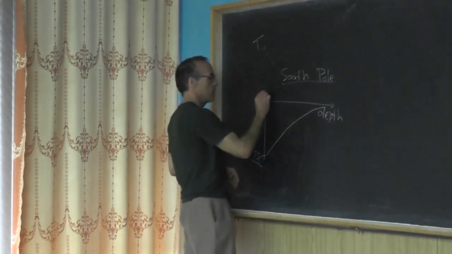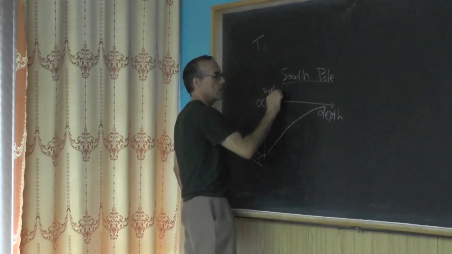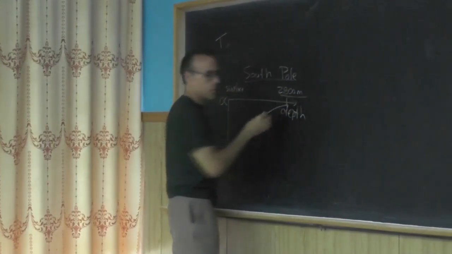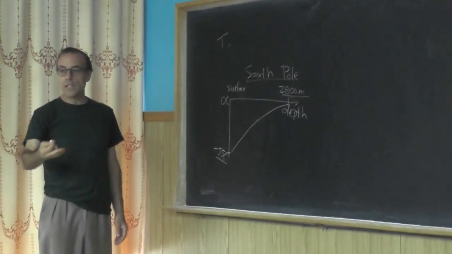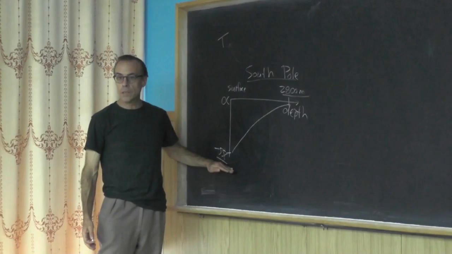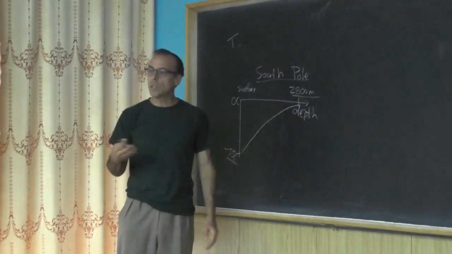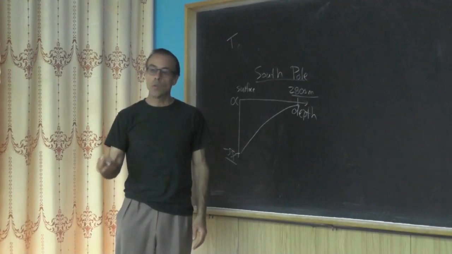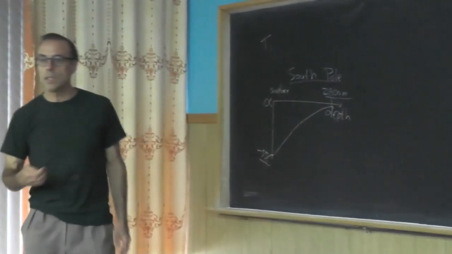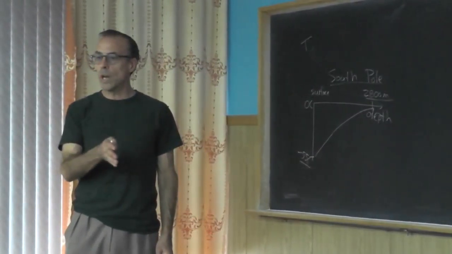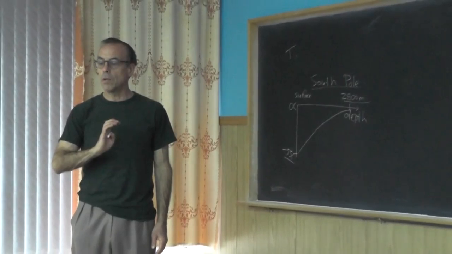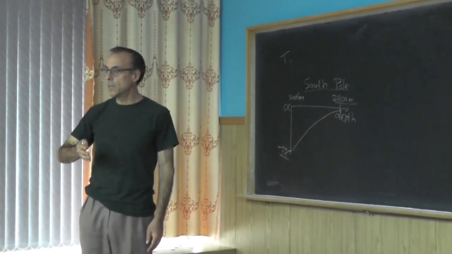So this would be the surface, and this would be a depth of, say, 2,800 meters, or wherever the bedrock is. If you were to go to Vostok, it would have the same shape. The surface temperature would be at about minus 60 degrees centigrade, but at the bottom, it would be close to 0 degrees centigrade. If you were to go to West Antarctica, and remember that West Antarctica is important because the ice is moving so rapidly, the ice sheet has a flow rate of up to a kilometer a year.